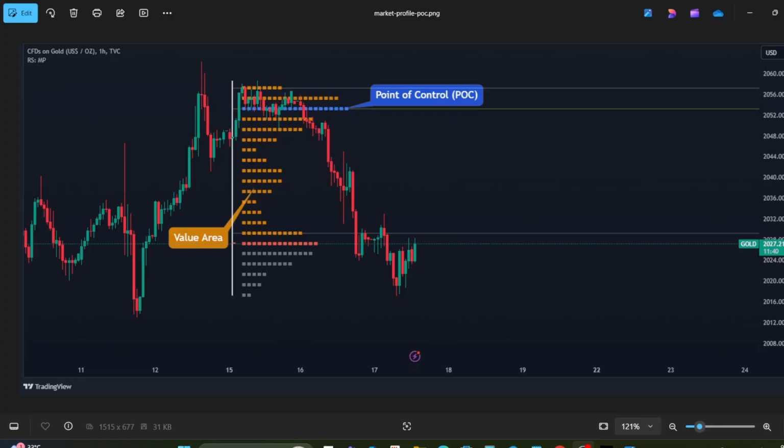For example, if price is consistently finding support or resistance at certain levels, you can anticipate potential reactions when price approaches those zones again. Now let's shift to volume profile.